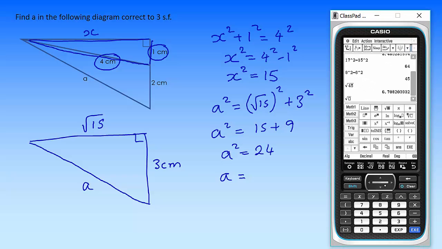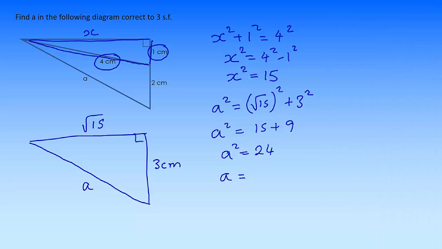So I can calculate that, square root of 24. And I want 3 significant figures here, so this 9 actually needs to be rounded up. So that's going to be 4.90 centimeters, correct to 3 significant figures.